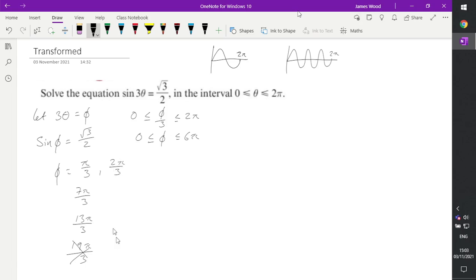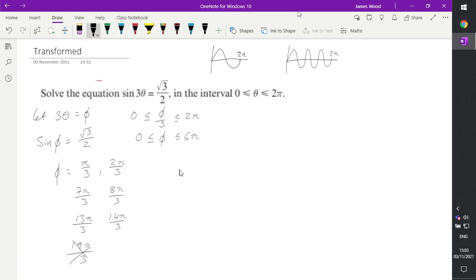Let's go to this one and find its multiple solutions. So 2 pi over 3 plus 2 pi. So to find the answer on the next period would be 8 pi over 3. Do it again, 14 pi over 3. And if I do it again, I would get 20 over 3 pi, which is going to be too big. So these are our answers for phi.